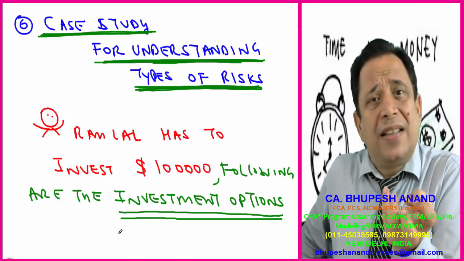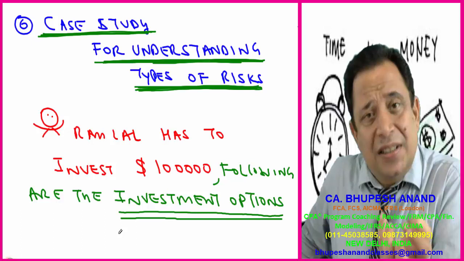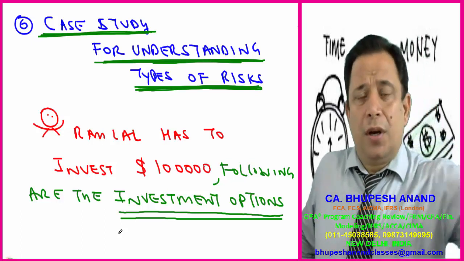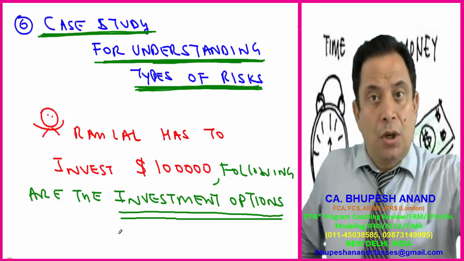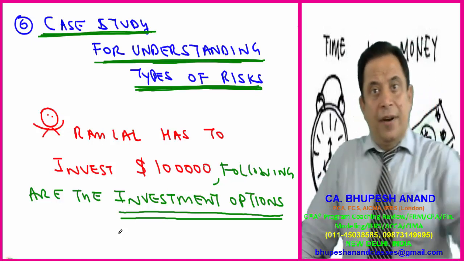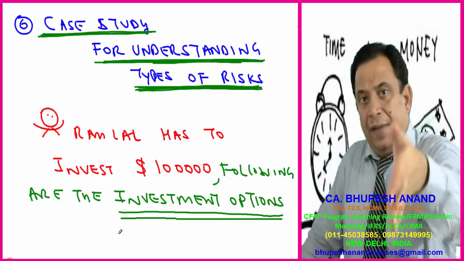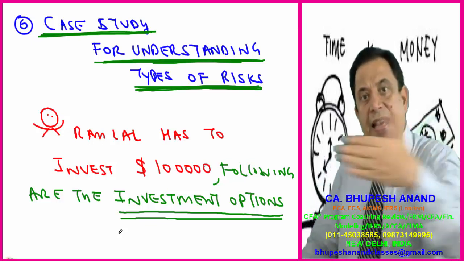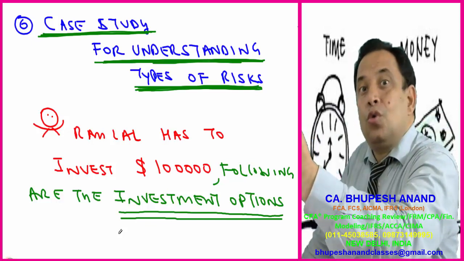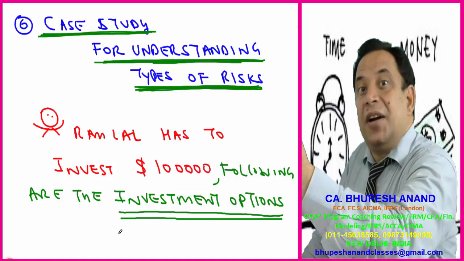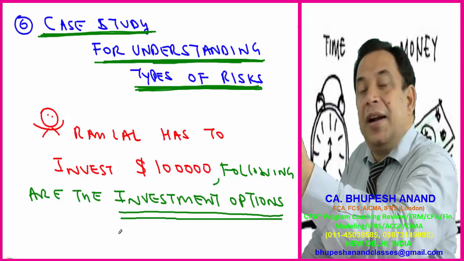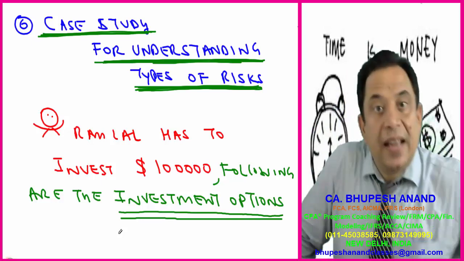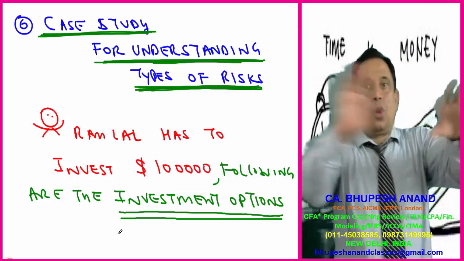So for example, Mr. Ramlal has $1 lakh that he wants to invest. Now he has four options. One option is he can invest in a government security, that is, sovereign bonds issued by the government of any country. Or he can invest in a bank FD, $1 lakh in Bank of America. Or he can give a loan to an individual, let it be Ratan Tata, let it be Trump, let it be Vijay Mallya. And fourth is he can invest in equity.